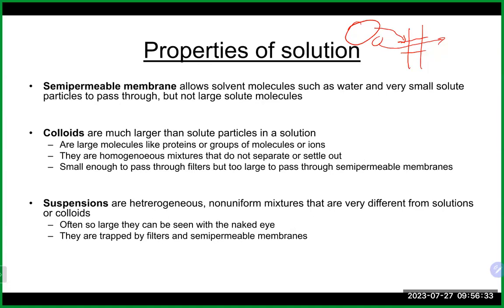Suspensions, on the other hand, are heterogeneous mixtures. Heterogeneous means that you do see different phases. So a suspension is something that you can see with the naked eye. You can see something floating around in it. For example, if you had sand and water, that's a suspension of sand in water, and you could clearly see the sand in the water if you looked at it. They are too large. They get trapped both by filters and also membranes.